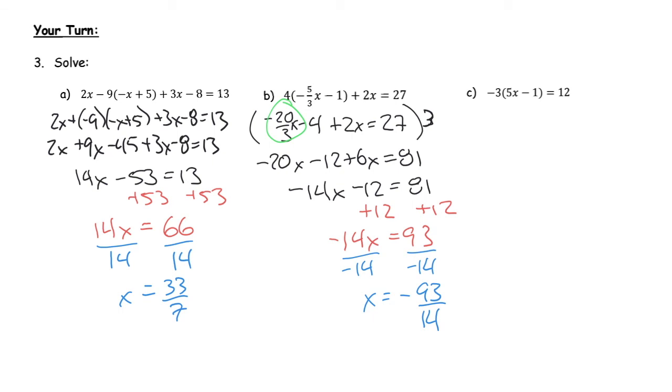Okay, one more. We distribute the negative 3 through to get negative 15x plus 4 is equal to 12. And now this is a pretty straightforward one. I'm going to subtract the 4 from both sides, and that'll get us negative 15x is equal to, what is that?